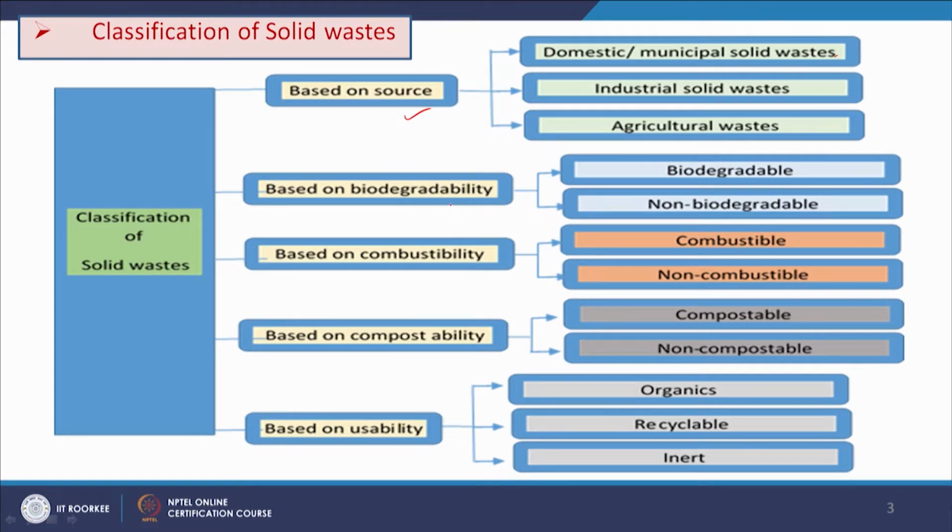Based on biodegradability, this can be biodegradable and non-biodegradable, based on combustibility it may be combustible and non-combustible, based on compostability, compostable and non-compostable, and based on usability, that can be organics, recyclable and inert. So, these are the different types of classification of solid waste.